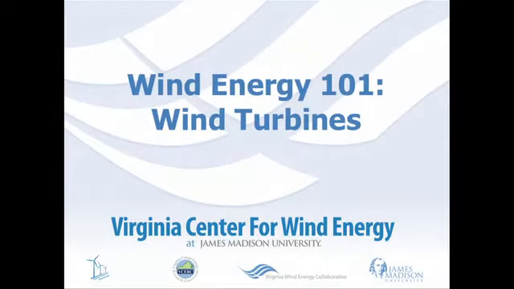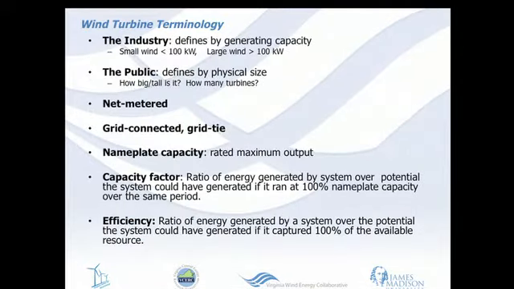And now I'm going to move into a little more about the wind turbines themselves. These are just a few terms I want to go over to try and differentiate some topics. The industry defines small wind and large wind this way: small wind is any turbine that has a nameplate capacity of under 100 kilowatts. Large wind, utility scale wind, is anything above 100 kilowatts.